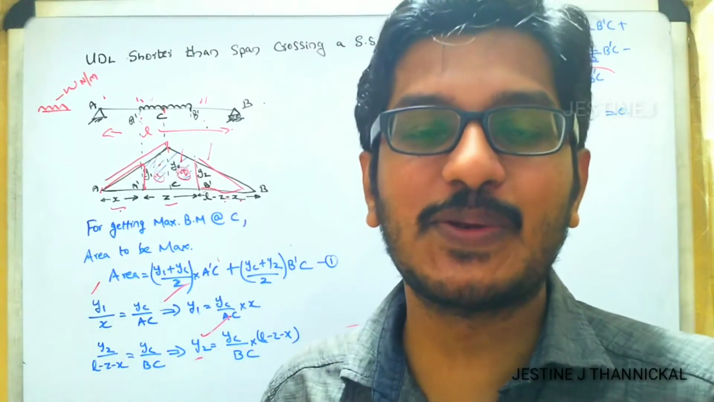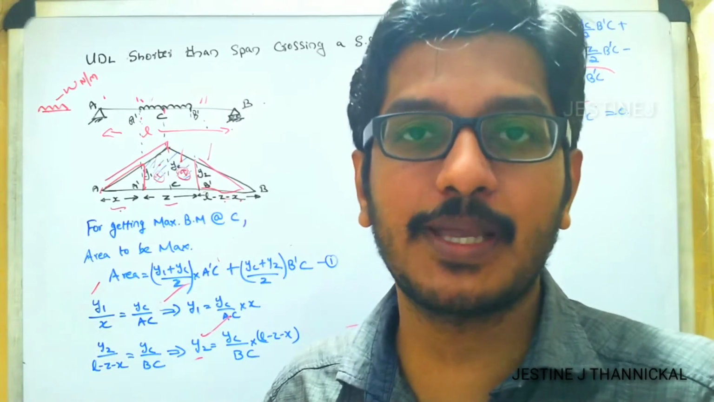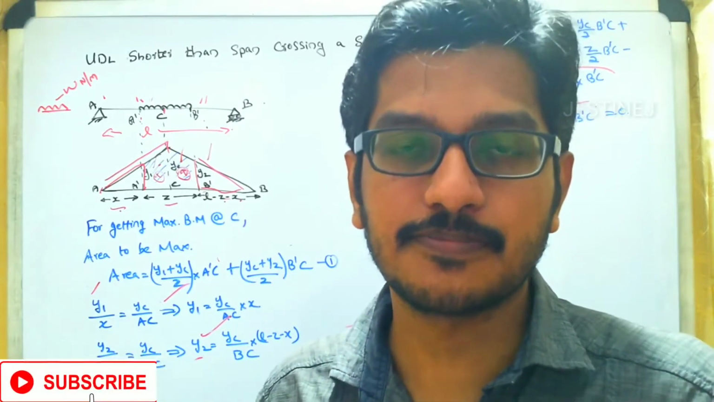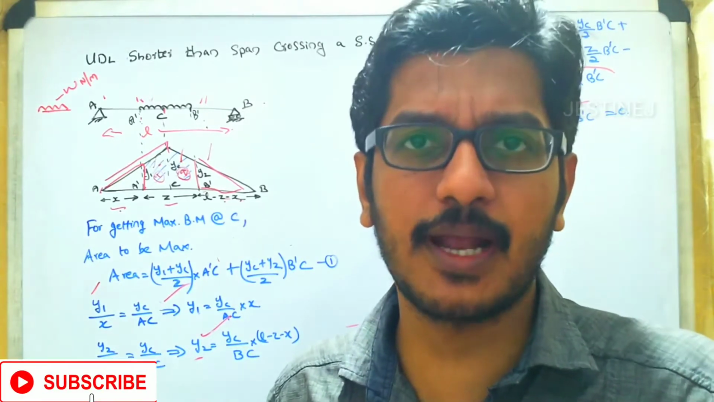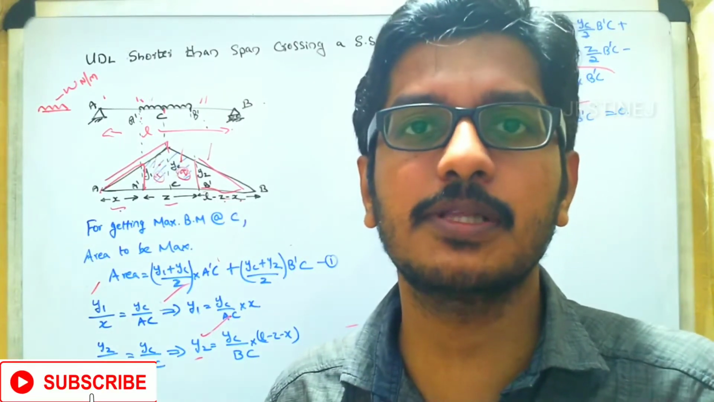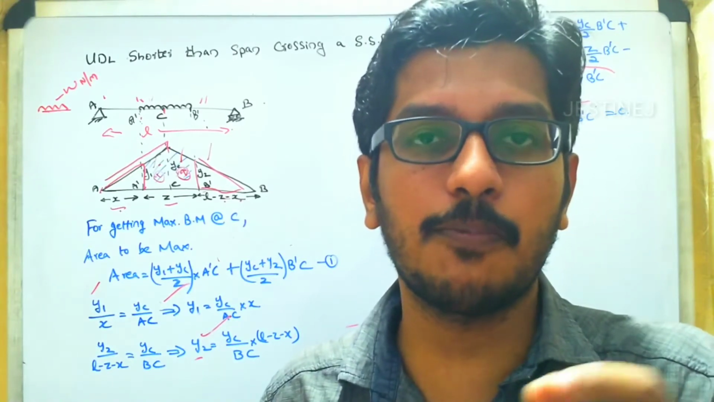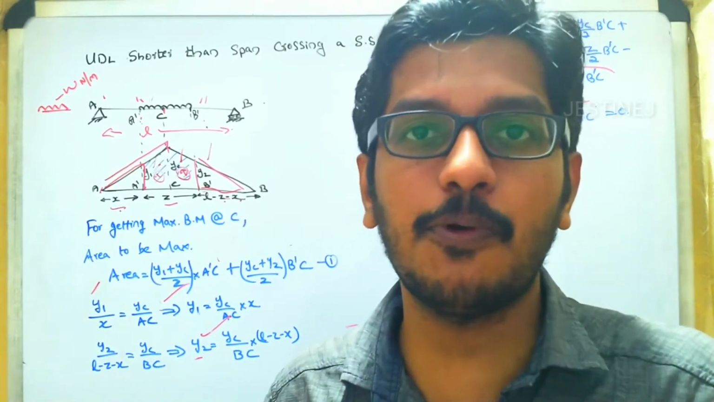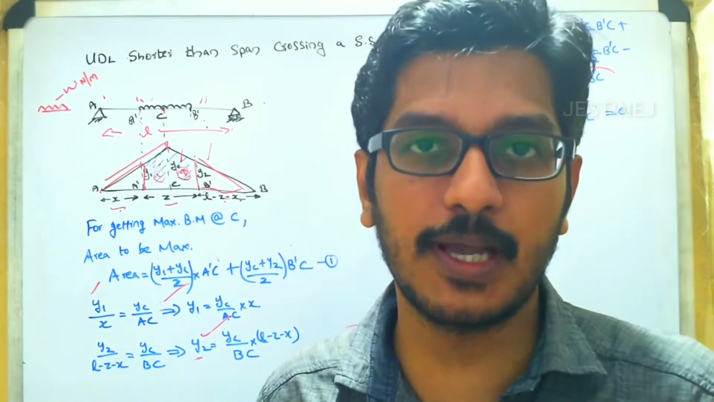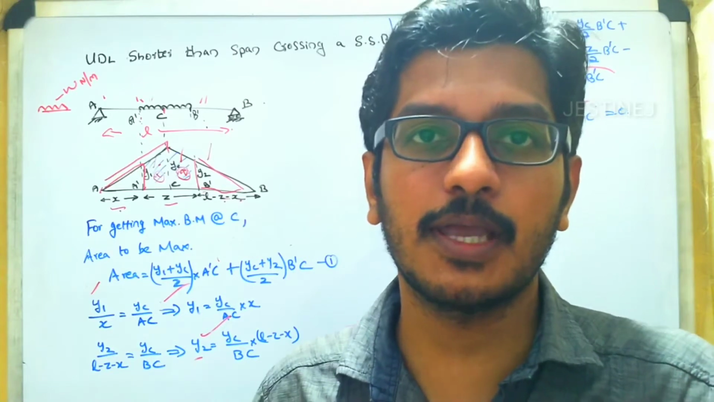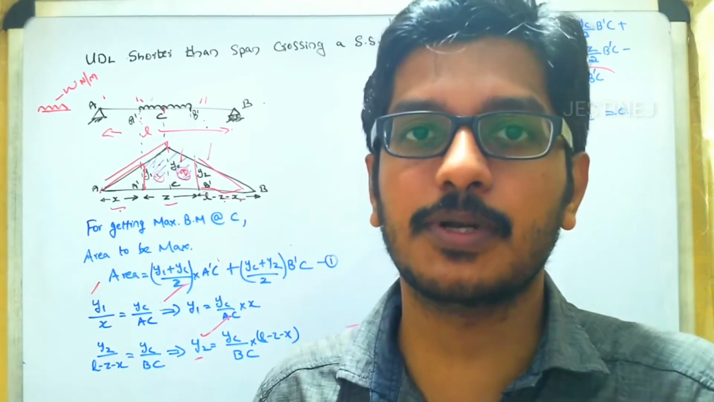A new video lecture. Today we will discuss a very new topic related to the influence line diagram. In this lecture, a UDL whose span length is very small compared with the total span length of the beam travels from one point to the other. At which point will the bending moment be maximum? We have to find out. So listen very carefully, each terminology is very important.